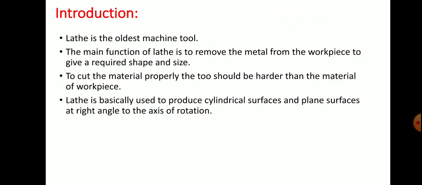So coming to the introductory part, lathe is the oldest machine tool developed. The main function of lathe is to remove the material from the workpiece, which is supported on the chuck and then turned against the cutting tool. The metal is removed in the form of chips. It is primarily used to produce cylindrical surfaces and plane surfaces at right angles to the axis of rotation. This was the brief introduction on lathe machine.